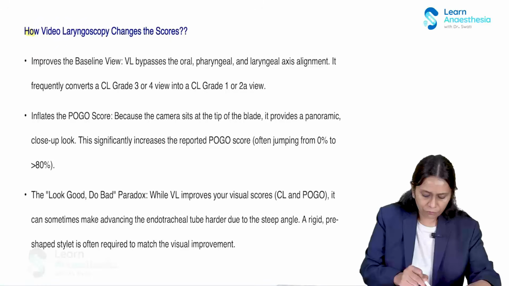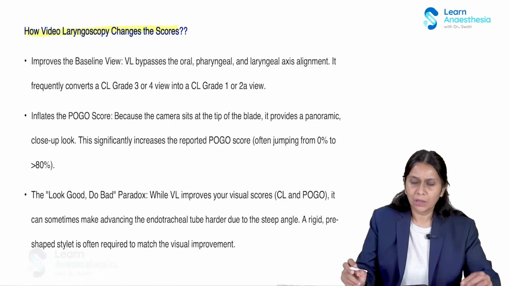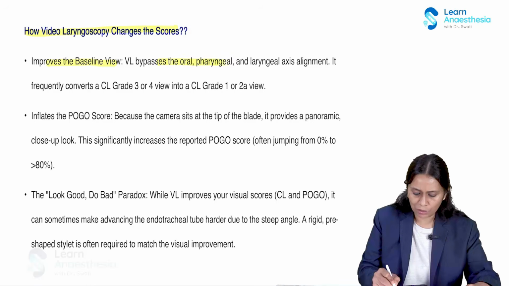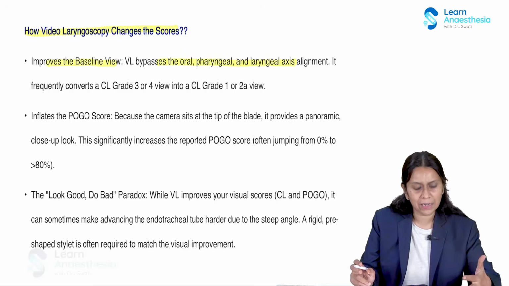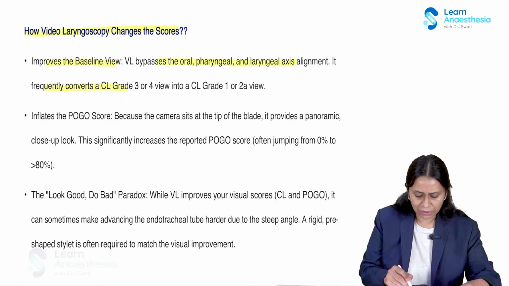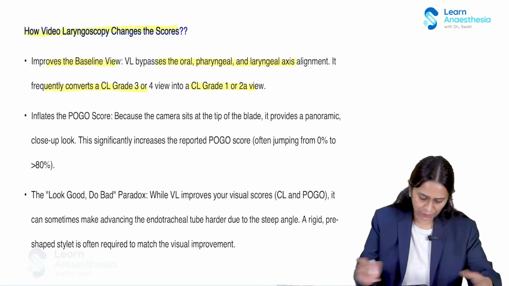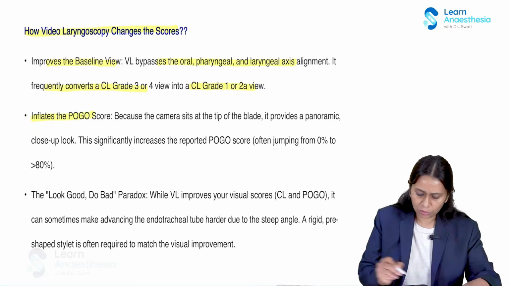Now, how has videolaryngoscopy changed the score? Videolaryngoscopy improves the baseline view. It bypasses the oral, pharyngeal and laryngeal axis alignment, and it frequently converts CL grade 3 or 4 into a CL grade 1 or 2A view. It has been seen in various studies. It inflates the POGO score.